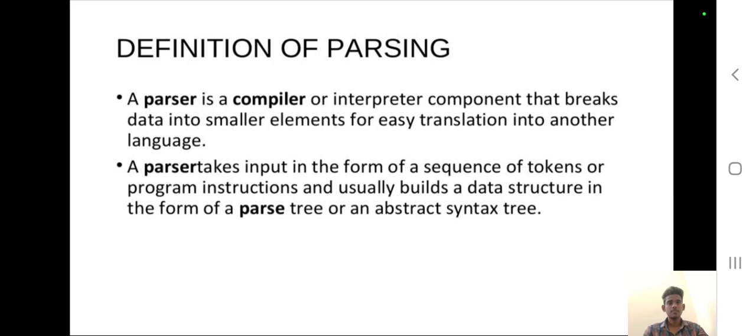Definition of parsing. A parser is a compiler or interpreter component that breaks data into smaller elements for easy translation into another language. A parser takes input in the form of a sequence of tokens or program instructions and usually builds a data structure in the form of a parse tree or an abstract syntax tree.